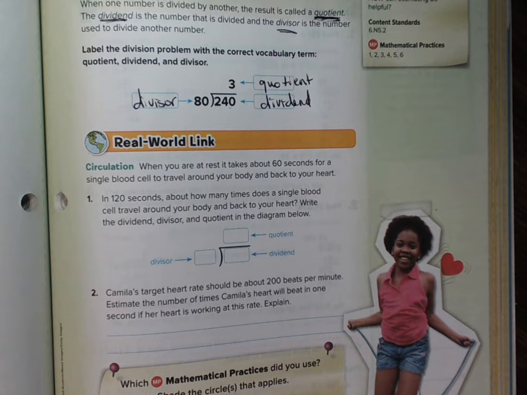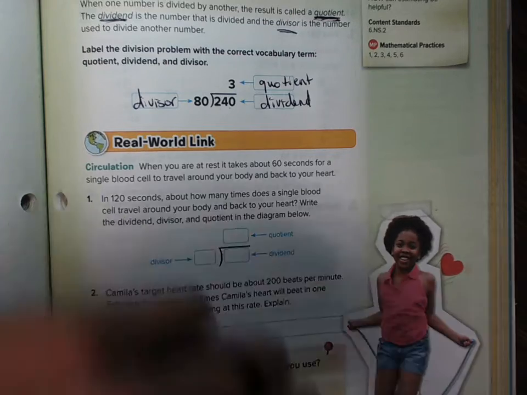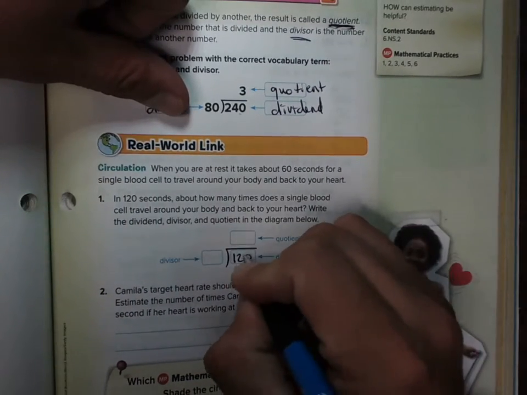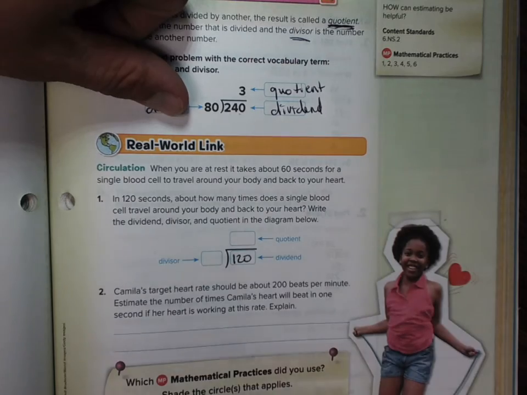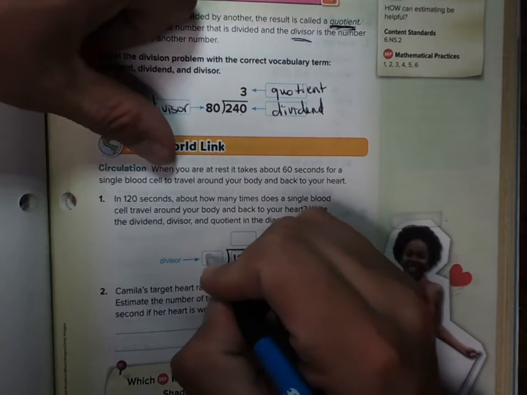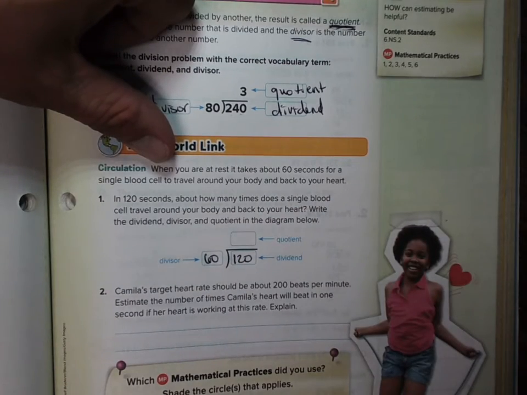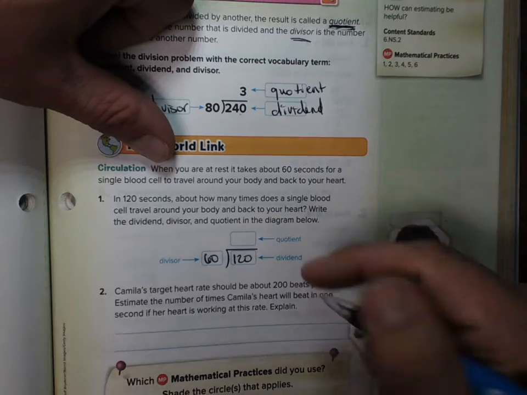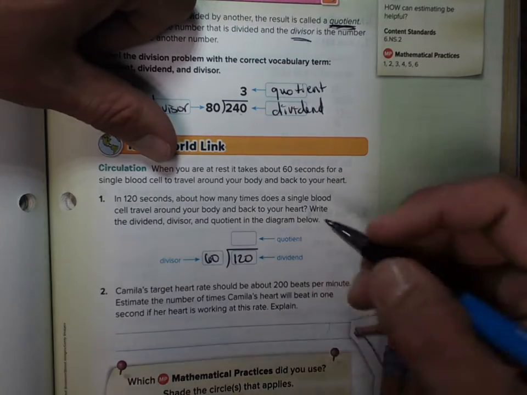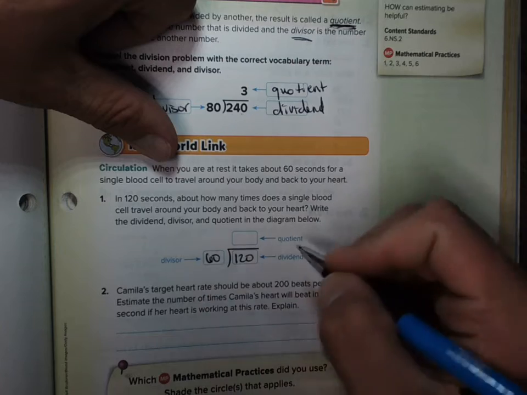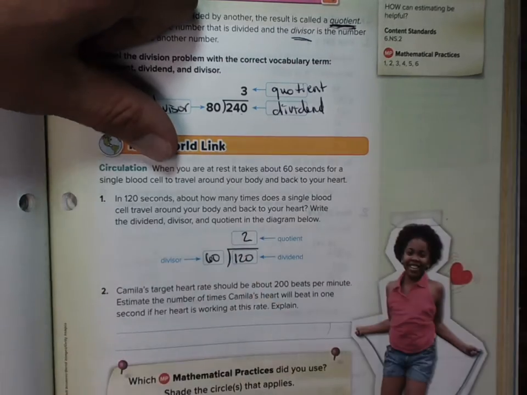So when filling this out, our dividend is our 120. That's what's going to be divided. Now our divisor is 60 because it takes 60 seconds for it to travel back. So we're trying to figure out in 120 seconds how many times it will travel. So if you do 120 divided by 60, that's 2.